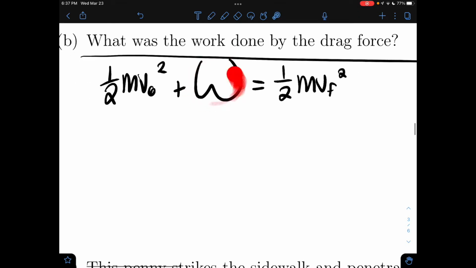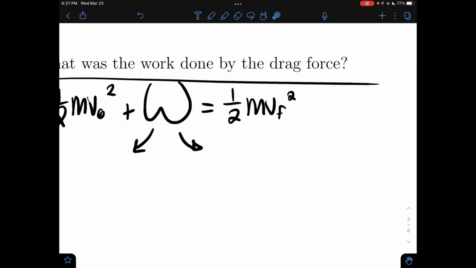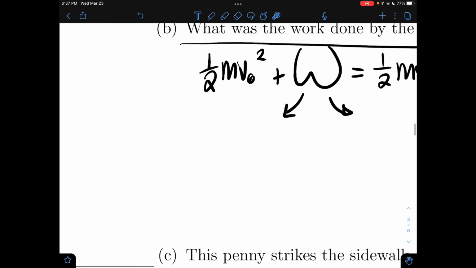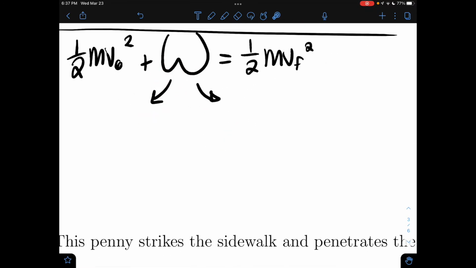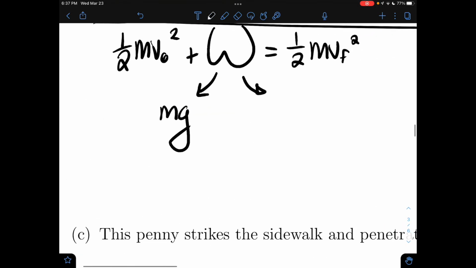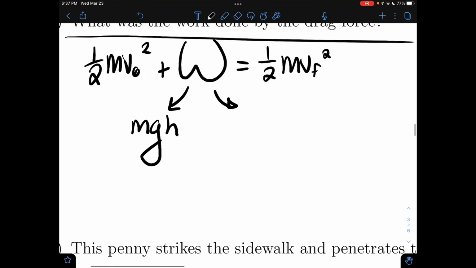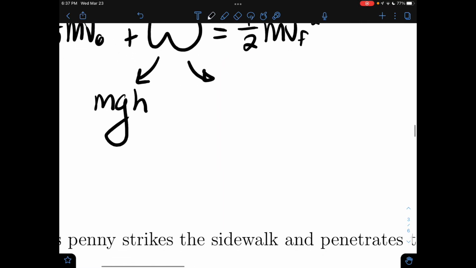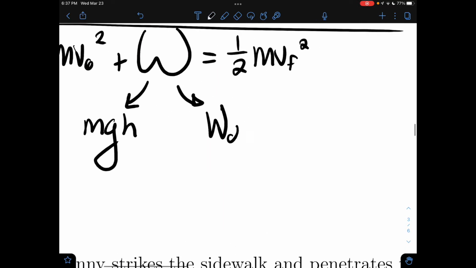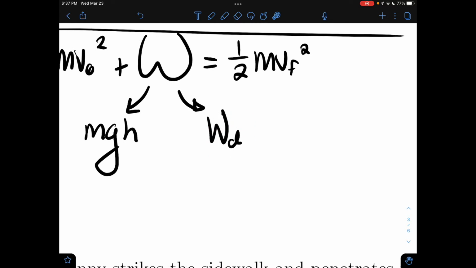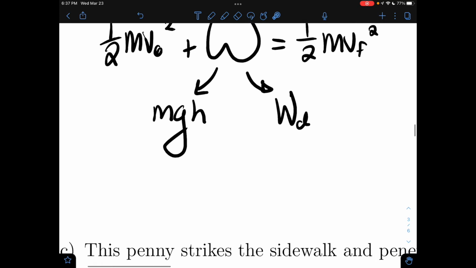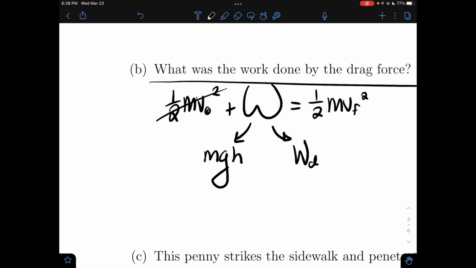So now let's break down this work. Now that we're not neglecting our drag force, we have two forces acting on the penny as it falls. We have our gravity, still the same as before, mg. I'm just going to use h to represent this height. It's the height of the building. We still have that gravity, still positive work because we're still falling, but then we have some work from our drag force. Okay? This is going to be a negative value, but I'm not going to worry about that right now. I'm just going to say work from drag and solve it out and see what happens. Okay? And again, we're starting from rest, so that'll go away.